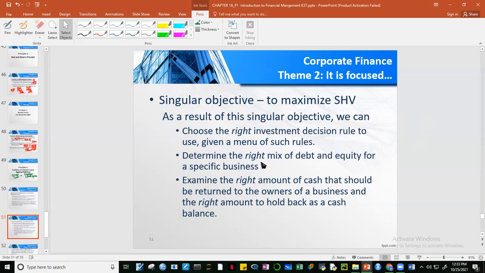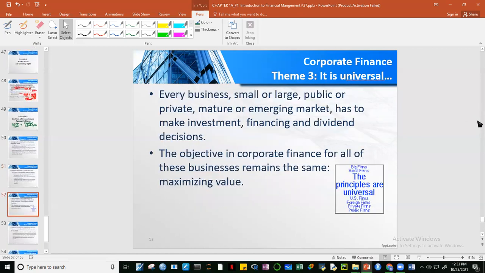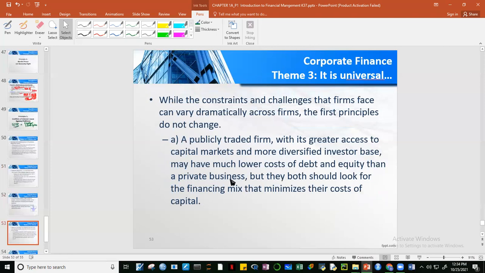Determine the right mix. It's always the right investment, the right mix of debt and equity, the right amount of cash that should be returned to the shareholders: right investment, right financing, right dividend decisions. Thirdly, guys, it is universal. Corporate finance is universal. Whether it's a big firm, small firm, public, private, mature market, emerging market, these three principles on investment, financing, and dividend remain true. The objective remains true that it should be to maximize value, whatever the decision making is.